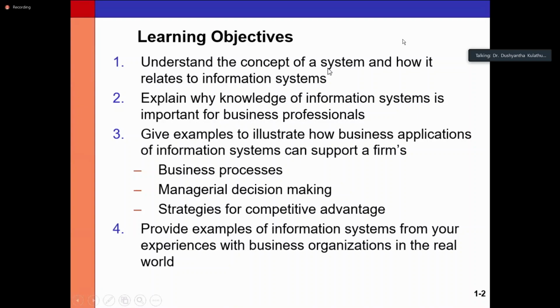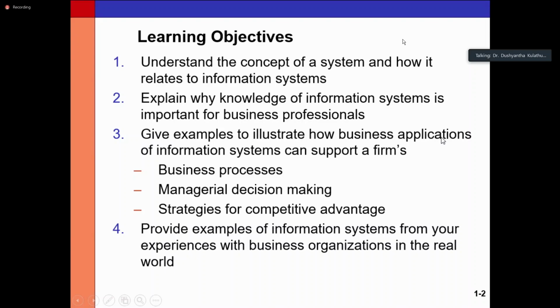First one, understand the concept of a system and how it relates to information systems. We will be looking at what we mean by a system in general, and then we are going to relate it to information systems. Explain why knowledge of information systems is important for business professionals, and I think most of you are working as business professionals. And then we are going to look at why the knowledge of information systems is important for you.